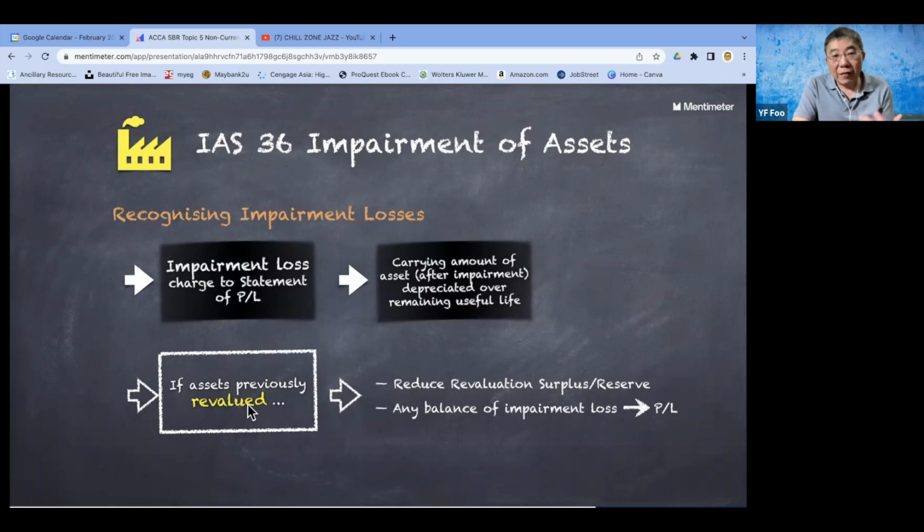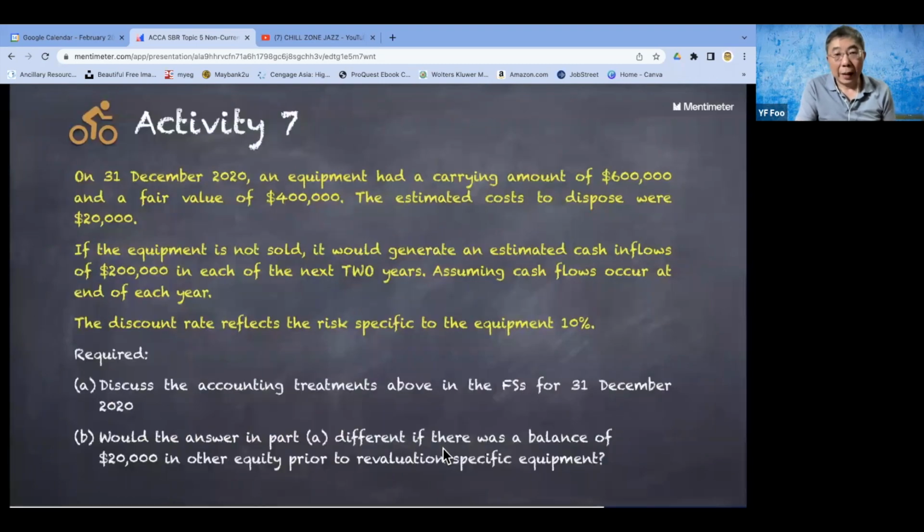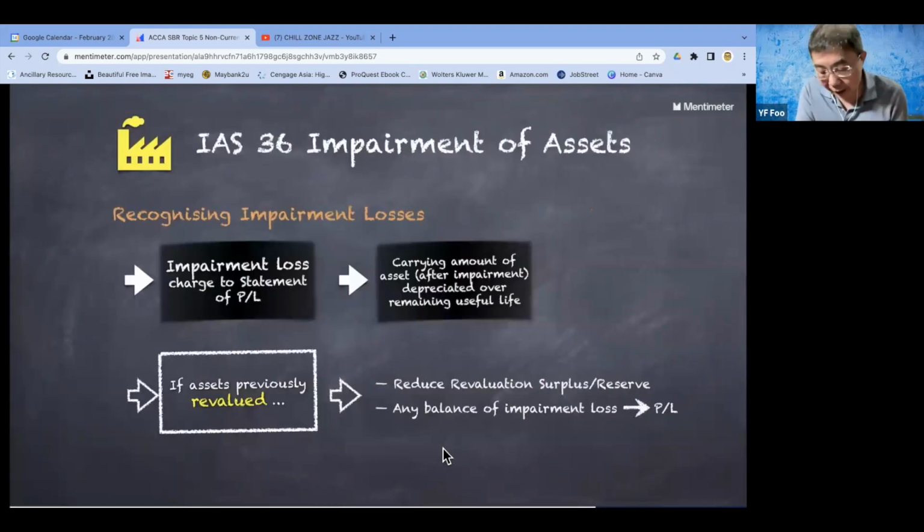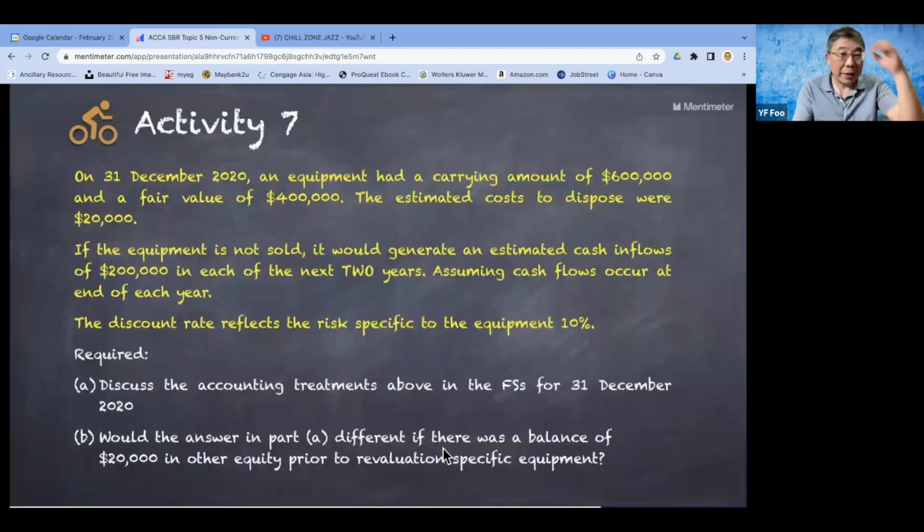Of course, if your assets have been revalued, then you follow what you normally do under IAS 16 as well as IAS 38. So if there's a revaluation surplus before, then you write down the revaluation surplus first, and then the balance goes to P&L. So that's in terms of the treatment of impairment. Let's look at an example to see how this is calculated.